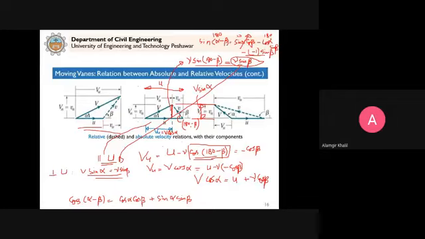So now you can see that these are the same relations that we obtained for case 1. For case 1 and case 2, we obtained the same relations. Clear? So that's why whatever is the shape of triangle, you will always get these same expressions.